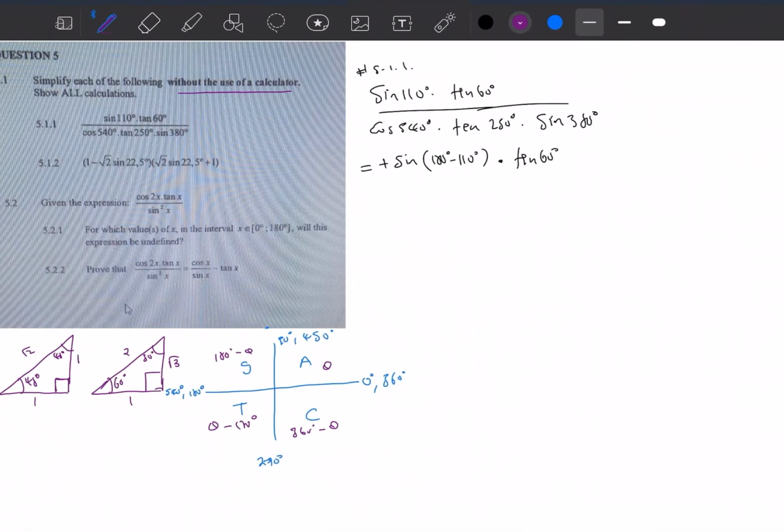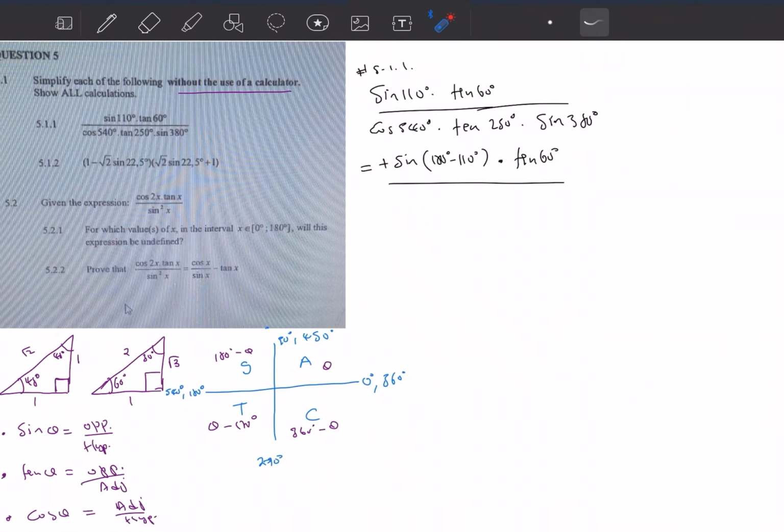On top of that, let me add this. We need to know that sine theta is opposite over hypotenuse, tan theta is opposite over adjacent, and cos theta is adjacent over hypotenuse. We need to remember that, and we're going to use it later on.